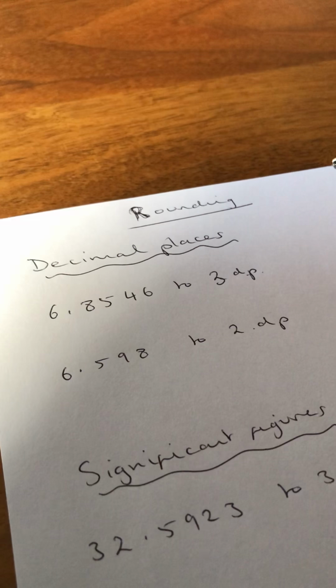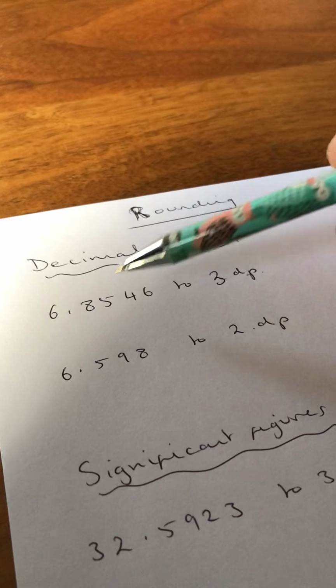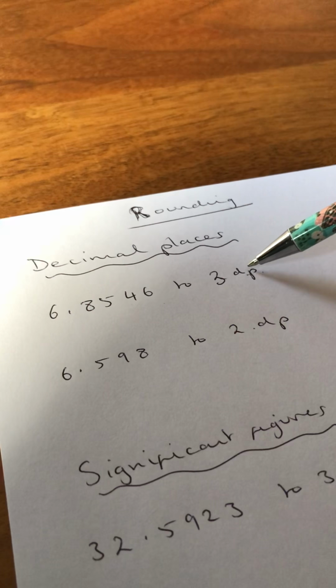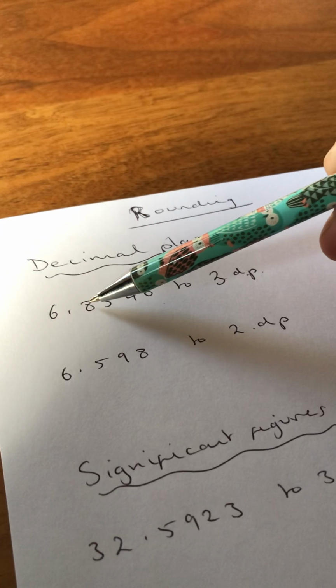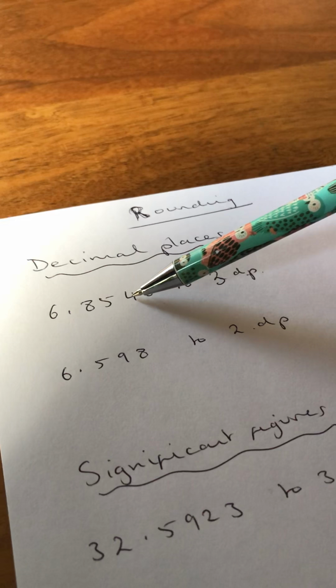Okay, this is a video to remind you how to round your answers if you need to in the exam. So just to remind you about decimal places first. This number, 6.8546, we've been asked to round to 3 decimal places. That means our answer must have 3 numbers after the decimal point and no more.